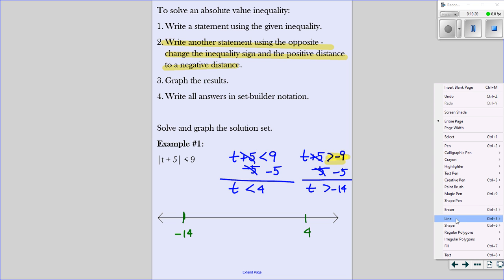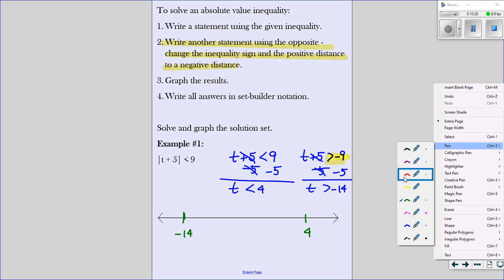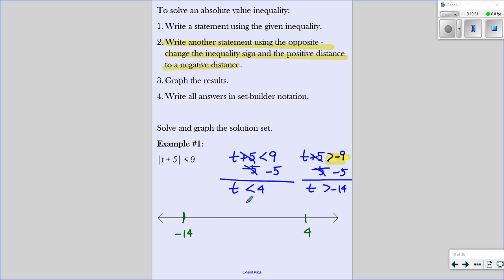Now I'm going to pay attention to the directions. I'll use purple for this one. So okay, for t, t is less than 4. So that means any t I have has to be less than 4. And I notice that this is going to be an open circle. So it's open, and it's going in this direction. Now I look at the other one. It says t is greater than negative 14. So that means it's open, and I'm going to be going to the right.